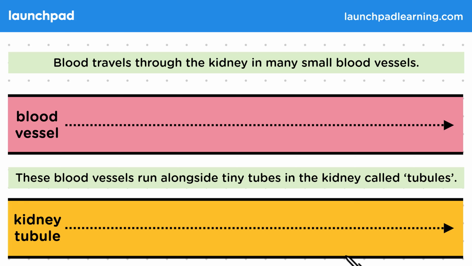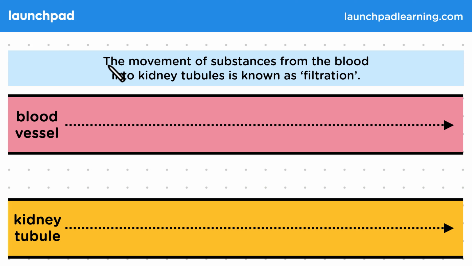So, what's filtration? The movement of substances from the blood into kidney tubules is known as filtration. This involves the movement of substances in this direction from the blood vessel out into the tubule.